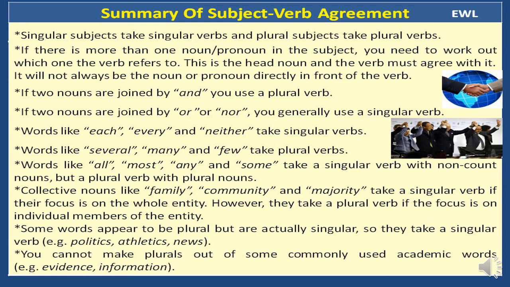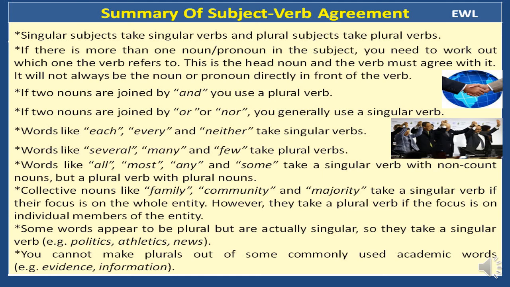If two nouns are joined by and, you use a plural verb. If two nouns are joined by or or nor, you generally use a singular verb. Words like each, every and neither take singular verbs. Words like several, many and few take plural verbs. Words like all, most, any and some take a singular verb with non-countable or uncountable nouns, but a plural verb with plural nouns.